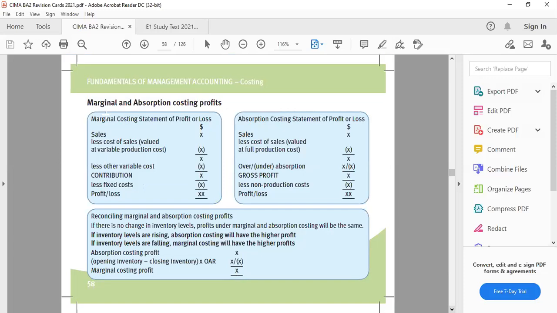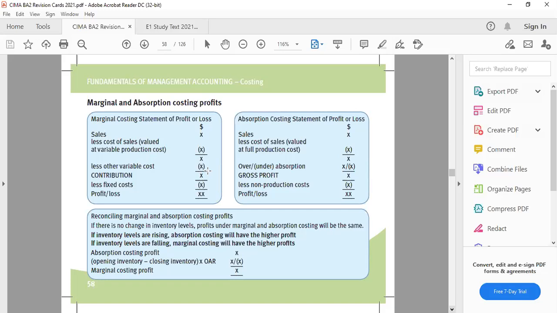Absorption and marginal costing profits. The marginal costing statement follows the marginal costing equation: sales minus variable production cost, then other variable costs. Variable costs are incurred in selling and distribution also, so there might be a variable component there. All variable costs are deducted first. Sales minus variable cost is contribution. From that, the total amount of fixed cost is deducted. That's the equation of marginal costing.